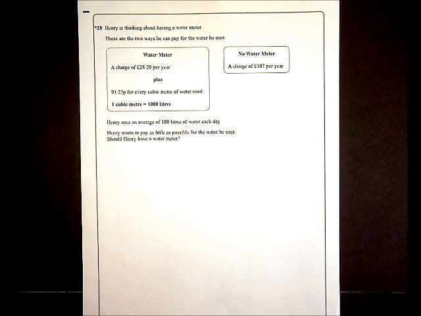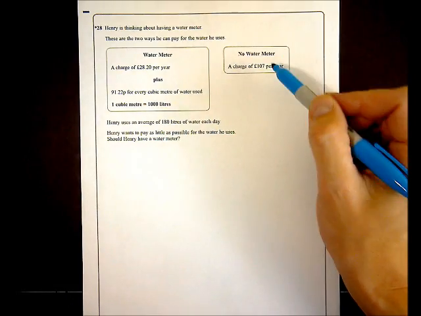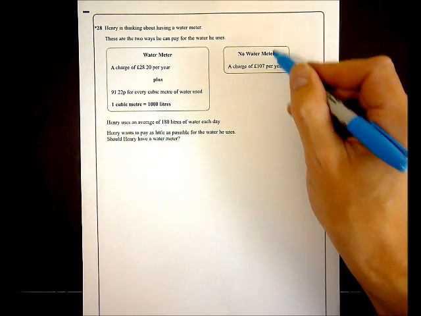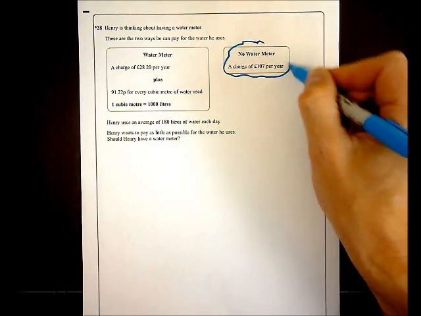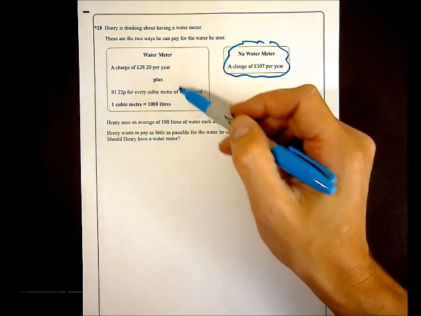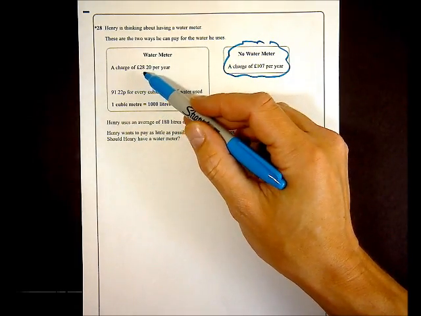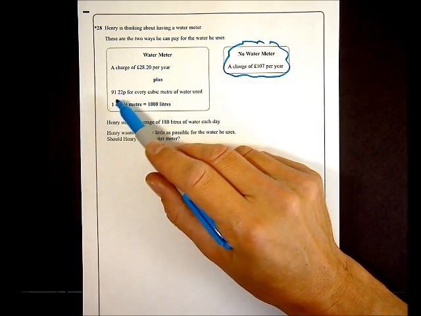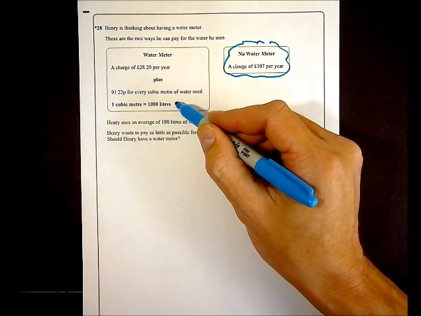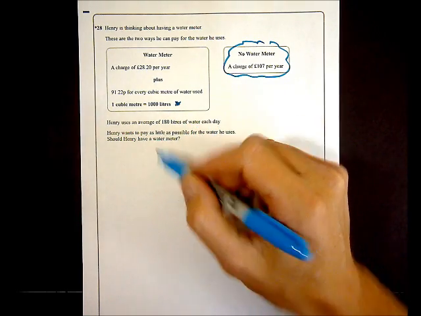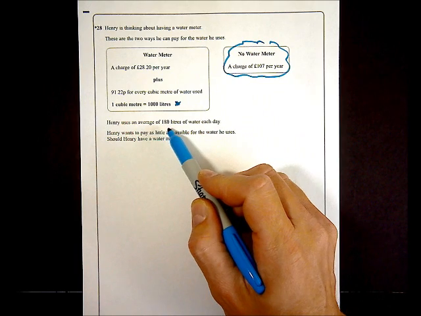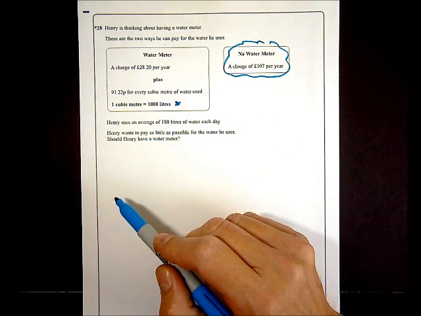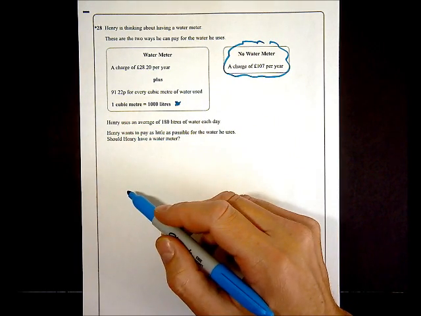In question 28, I'm told that Henry is thinking about having a water meter. And I'm told there are 2 ways he can pay for the water he uses. He can either have no water meter and just pay £107 a year, that's shown here, or he can get himself a water meter and the charging structure is shown here. So it's a fixed charge of £28.20, and then for every cubic meter he pays 91.22 pence, and I'm told that 1 cubic meter is 1,000 litres. And then underneath I'm told that Henry uses an average of 180 litres of water each day, and I have to work out which is the best way for him to use this amount of water.